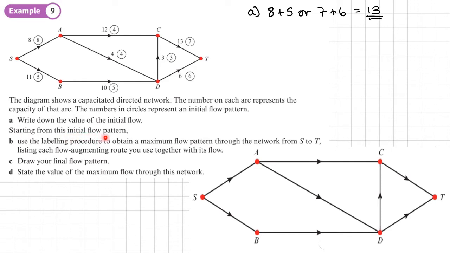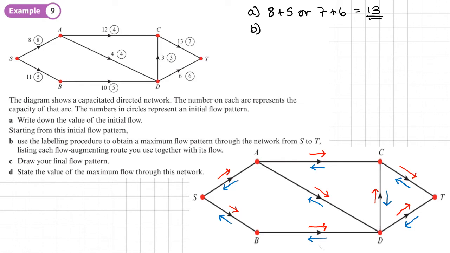Starting with this initial flow pattern, part B, use the labeling procedure to obtain a maximum flow pattern through the network from S to T, listing each flow augmenting route you use together with its flow. Okay, so I'll start with my forward and reverse arrows just to make things a little bit clearer. On this one, I've done the forward arrows in red and the reverse arrows in blue. Next, we put down on our forward arrows how much we can increase the arc by and how much we can decrease it by.